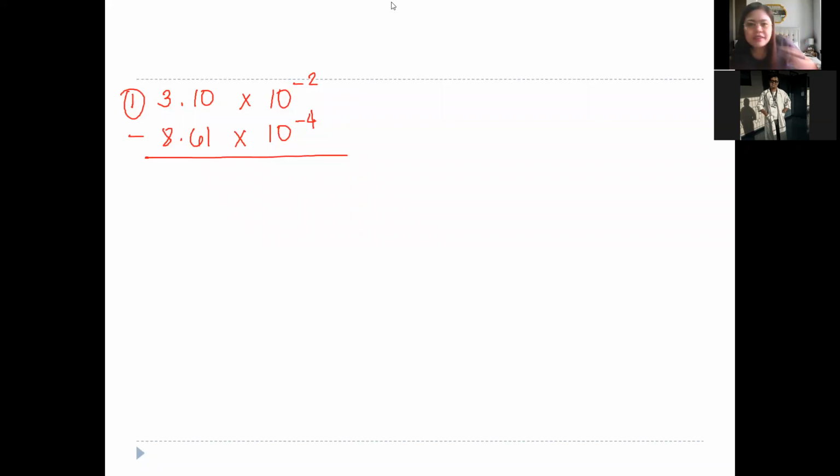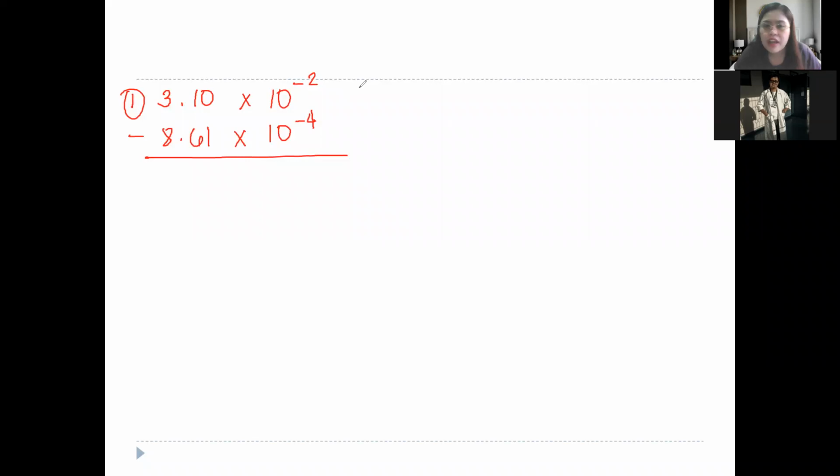Okay. Sige, let us see if mga sinend nyo dito ay tama. Yan. So in subtraction, you need to first ensure that we have the same exponent. So in the given, we have 3.10 times 10 raised to the power of negative 2 minus 8.61 times 10 raised to the power of negative 4.